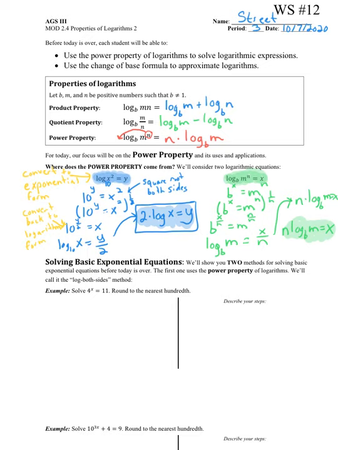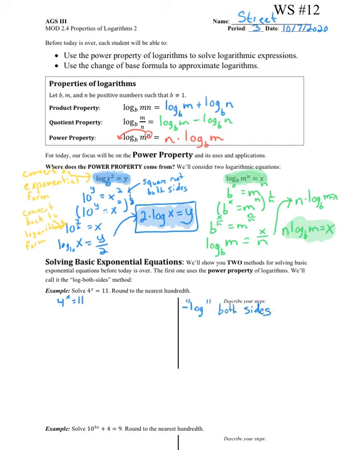All right, so the first example today. I'm going to show you two methods for solving basic exponential equations. The first one uses the power property of logarithms, and we're going to call it the log both sides method. All right. And so we start with this: solve 4 to the x power equals 11. So I'm starting with 4 to the x equals 11. The first thing I want to do is what I call the log both sides.